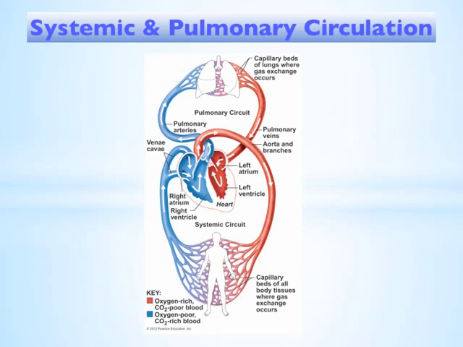where carbon dioxide is released into the lungs and expired, and oxygen is added to the bloodstream, which then returns via the pulmonary veins as oxygenated blood into the left atrium and left ventricle, and then out through the aorta and the other vessels I mentioned into the capillary beds in the body.